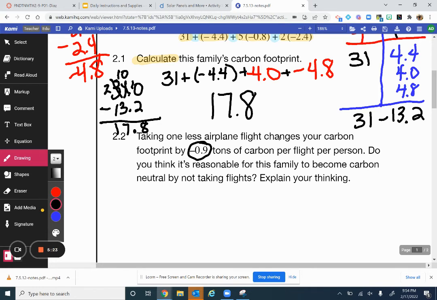Do you think it's reasonable for a family to become carbon neutral? That means if you have 31 like this one, to get it down to zero by not taking flights. Explain why or why not. And that's on you.